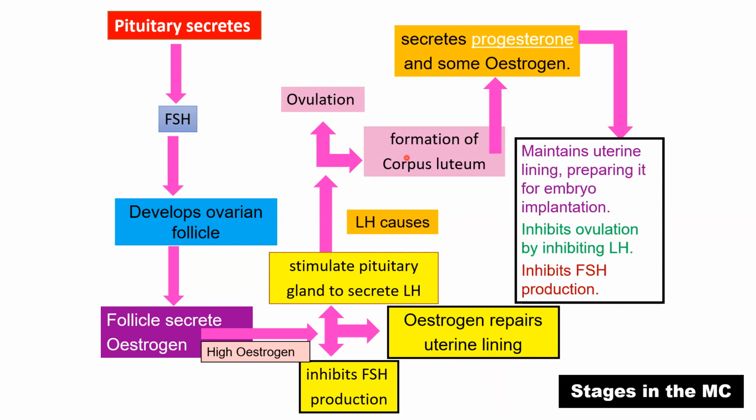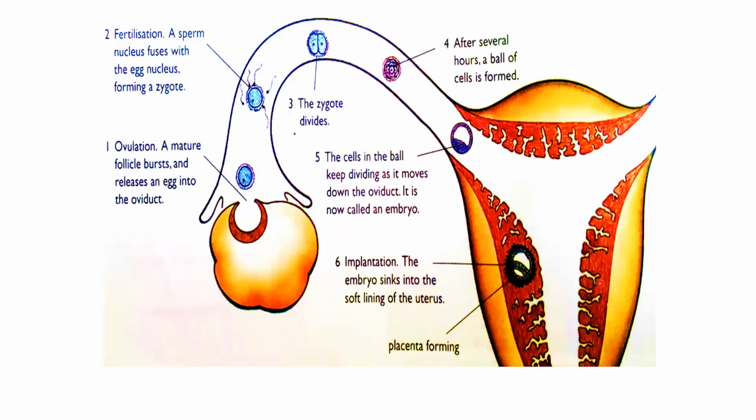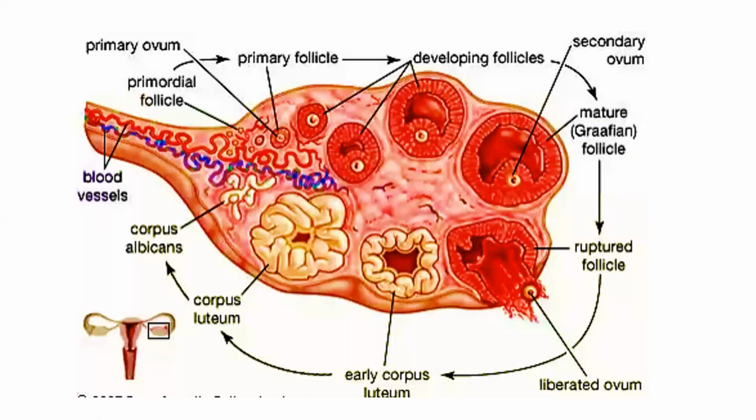The progesterone does three functions: it maintains the uterus lining and prepares it for embryo implantation, and it inhibits ovulation by inhibiting the LH, and FSH is also inhibited. So you can take a screenshot of it. I will be discussing this particular area in the reproductive system as well. This is the uterus lining where the implantation is going to be done, and these are the ovaries which release the ovum into the fallopian tube. Here is again the descriptive diagram.